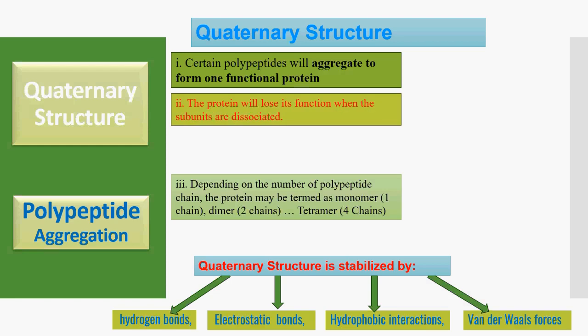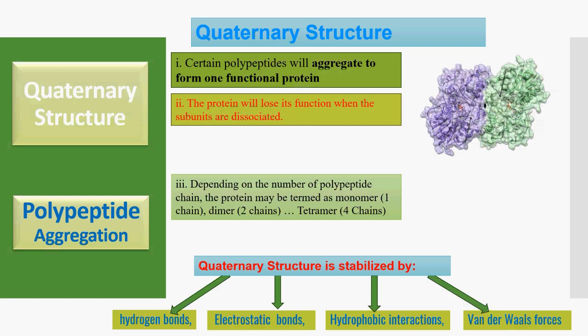The protein will lose its nature if this orientation or aggregation is dissociated or separated by any means. If the subunits dissociate, that means the quaternary structure is no longer present, so the protein will lose its function because some of the units have been separated from their other units. So these are 2 examples.